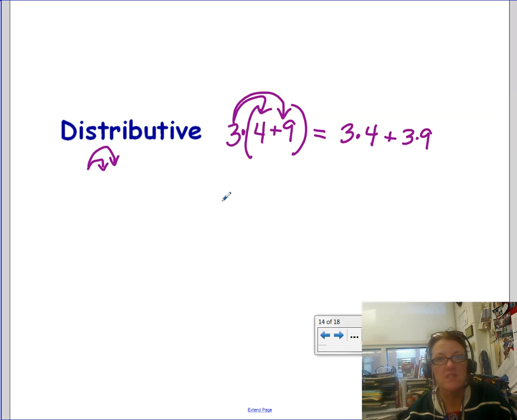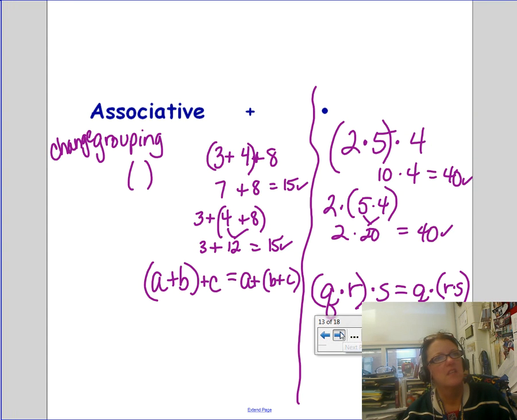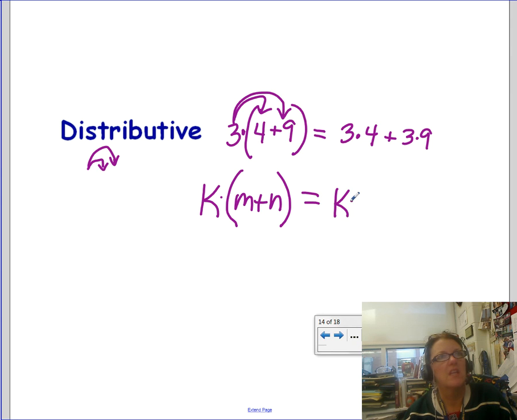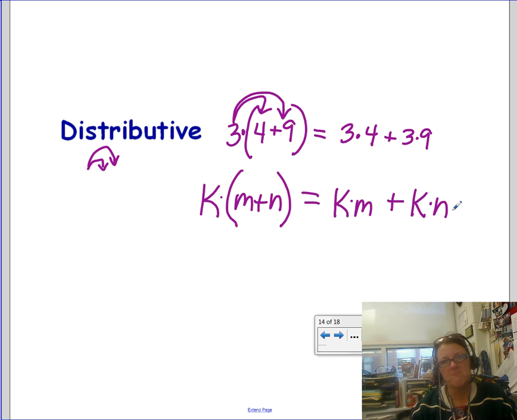If I wanted to write this algebraically, let's do this. No, I'd used K in the last one, didn't I? Yeah, no, I used Q. So let's do K, M, and N. K times the quantity M plus N is going to be equal to K times the M plus K times the N. Awesome. These are your 3 properties that you can use. Keep in mind, it works with algebraic statements.